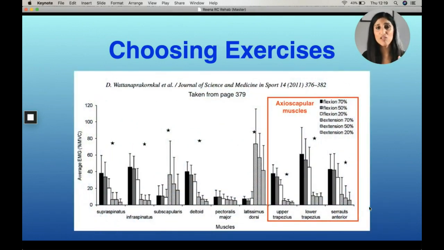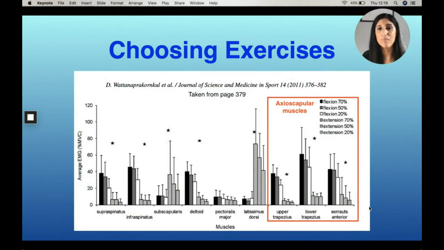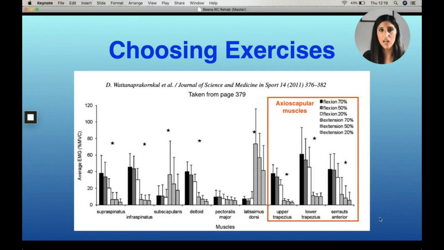And I've taken this next graph directly from Watson and Prokopkel's paper because it really nicely illustrates those axioscapular muscle activity through flexion and extension. And I think the other thing to draw upon here is at relatively low loads, so about 20% flexion and extension, you can see that the cuff has an average EMG maximal voluntary contraction of around 20%, apart from infraspinatus, which is a little bit higher. So we can take this forwards into our rehabilitation, and it will have an impact on the choice of exercises that we might choose to use when considering load.